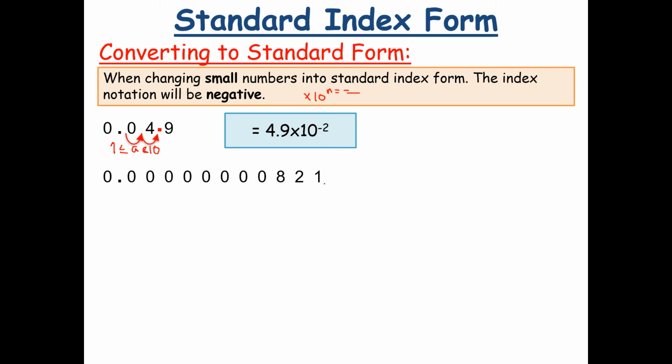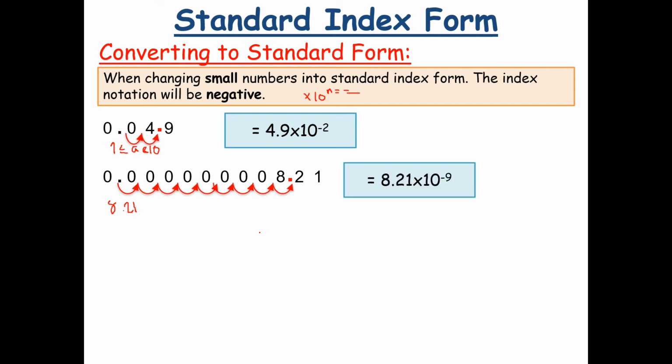Another example, got 0 point, lots of zeros, and then 8, 2, 1. So our decimal would be between the 8 and the 2, which would mean we end up with 8.21. But now we're going to see what we're going to times 10 to the power of what in order to make that in the standard form. So our decimal moves once, twice, 3 times, 4 times, 5 times, 6 times, 7 times, 8 times, 9 times. So it becomes 8.21 times by 10 to the power of -9.